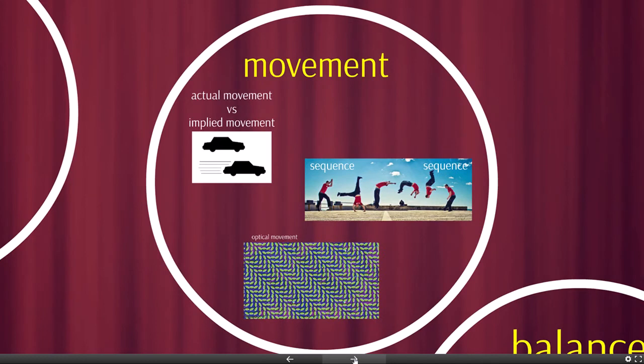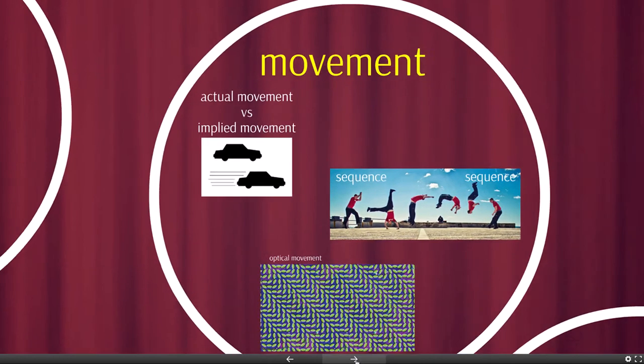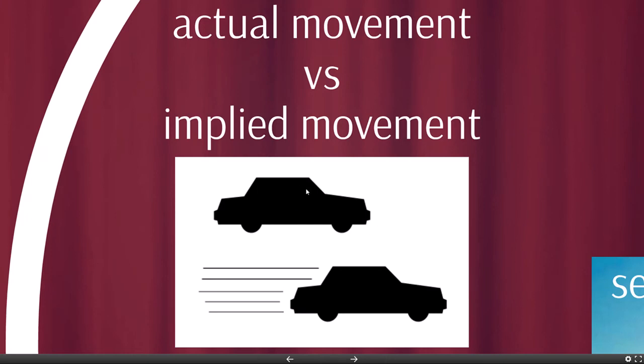Movement. With movement, we have actual movement versus implied movement. Actual movement is when art actually moves. So I can't show you here, but with actual movement, we have art that moves. You can go to a gallery and see art that is moving. Or we have implied movement. This second car here has lines. These are called movement lines. They are giving the implied idea that this car is moving. It's not really moving, but we read these lines as an illusion of movement.